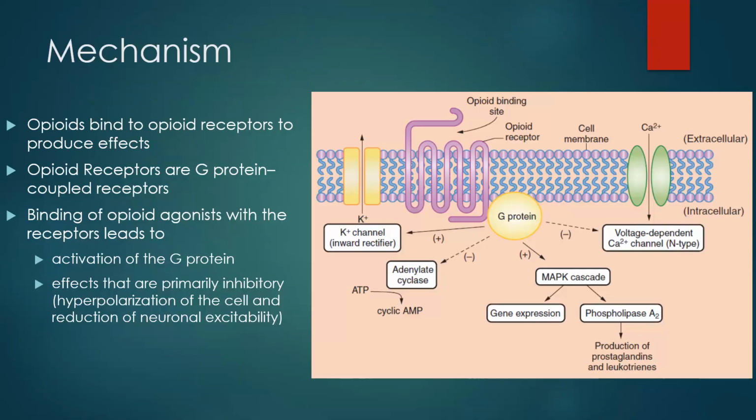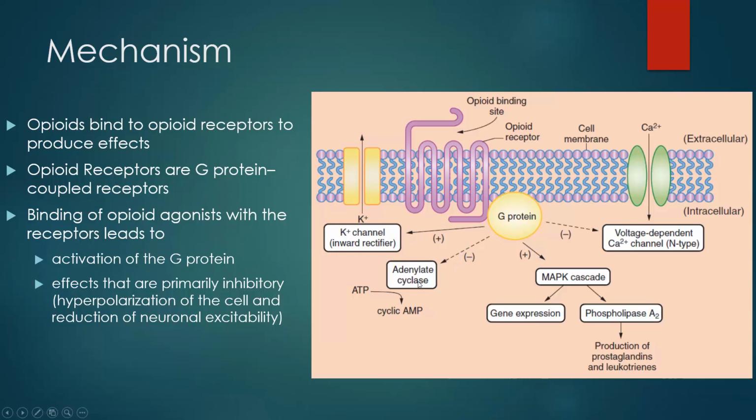So, let's move to the mechanism. When opioids bind to the opioid receptor, we get an effect. The opioid receptors are, for the most part, G protein coupled receptors. When the ligand, the opioid, binds to the receptor, we get activation of the G protein coupled receptor, which in this case ultimately leads to hyperpolarization of the cell, so less neuronal excitability. As you can see here, the opioid binds to the receptor, the G protein gets activated, and it activates the potassium channels that bring potassium inside the cell, so the cell gets hyperpolarized.